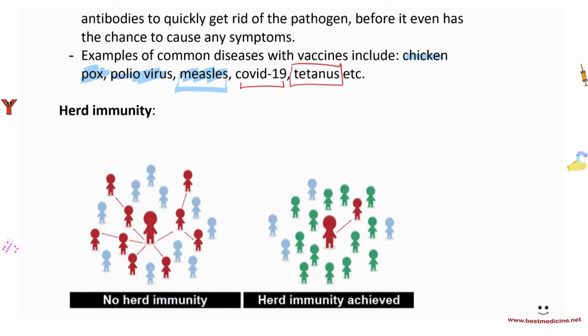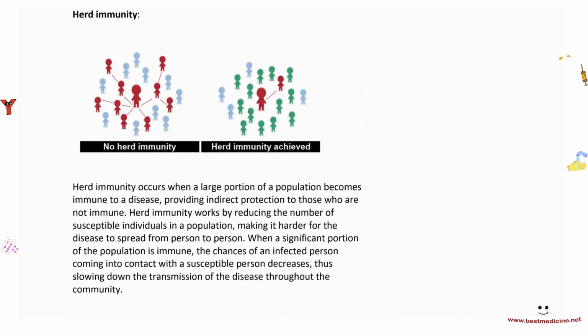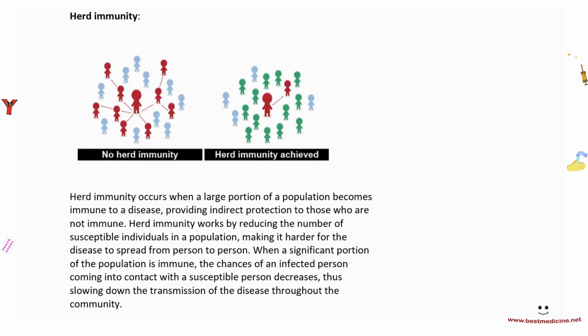Herd immunity. What is herd immunity that is achieved with vaccination? Herd immunity means having a specific number of individuals vaccinated so that the number of susceptible individuals in the population is decreased. So a large proportion of the population is vaccinated, which means the susceptible individuals are very few. That is called herd immunity.